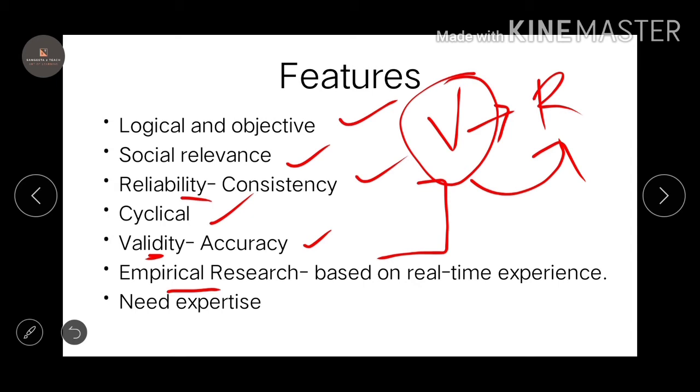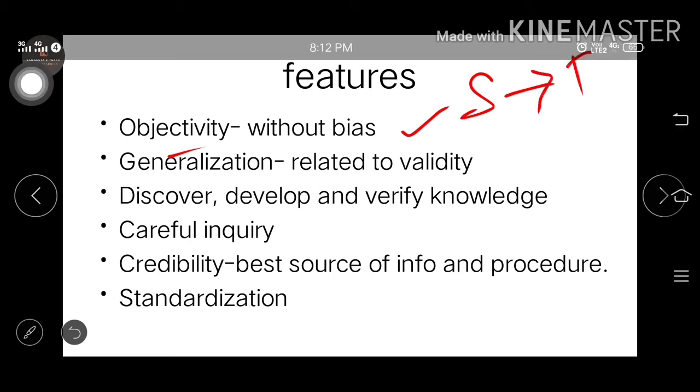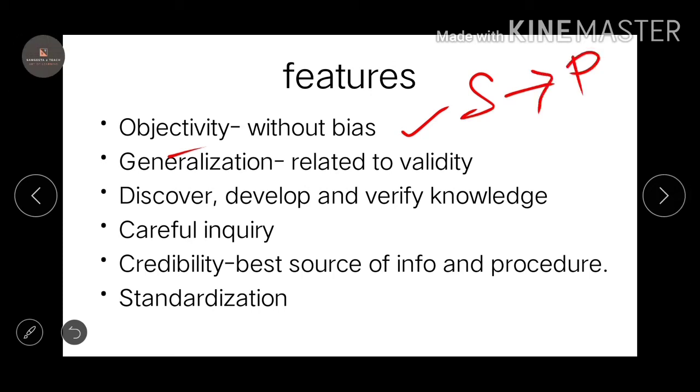Research is based on the real time experience. So empirical is based on the real time experience. So E for E, empirical experience. So you need to be expertise in that particular topic. Coming to the other features, the objectivity, without any bias. You have to generalize your, see, you're taking a sample and that should be linked with the population, whatever research you're doing. So what you're doing, you are generalizing, right?